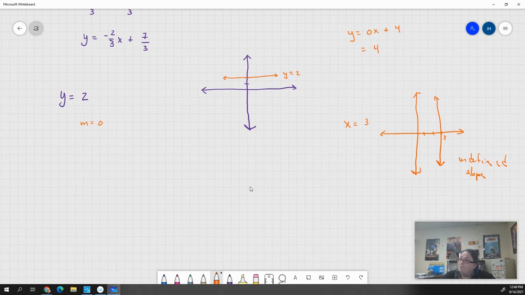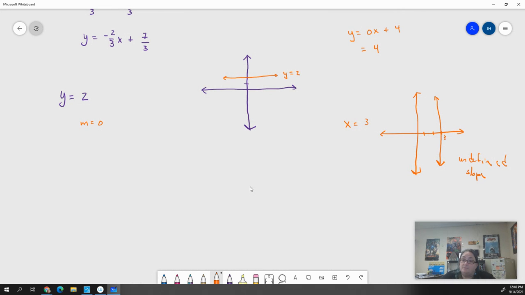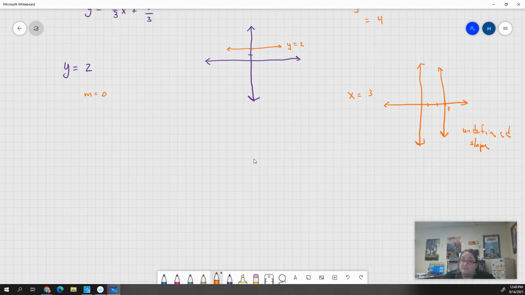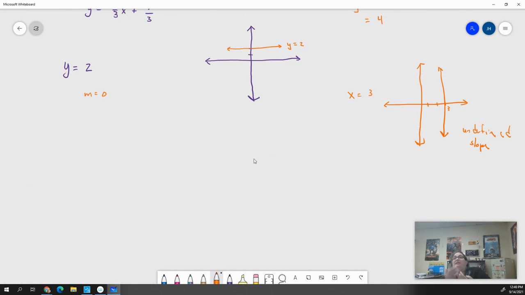What if you don't have an equation at all and you're just given 2 points? As long as you can find any 2 points on a line, you can find the slope of that line. Does anybody remember the slope formula? The slope of a line passing through 2 points.